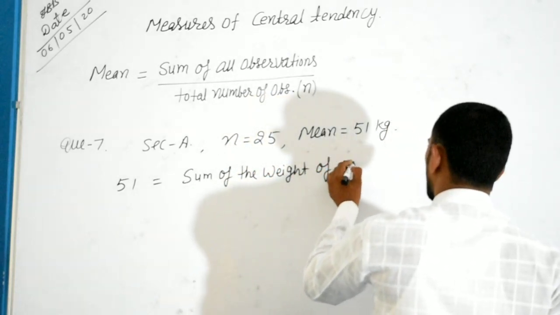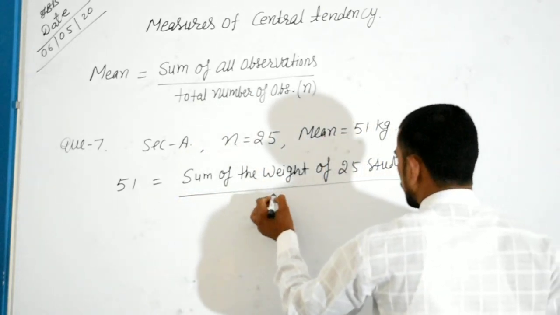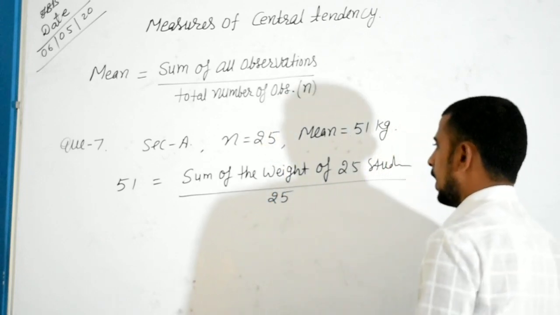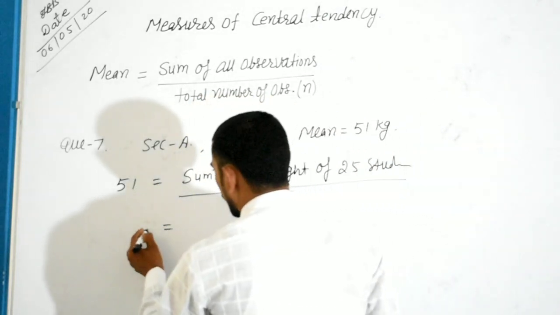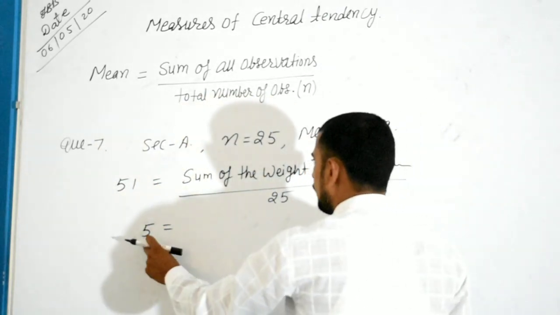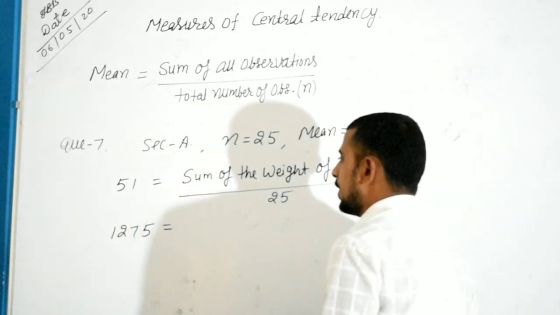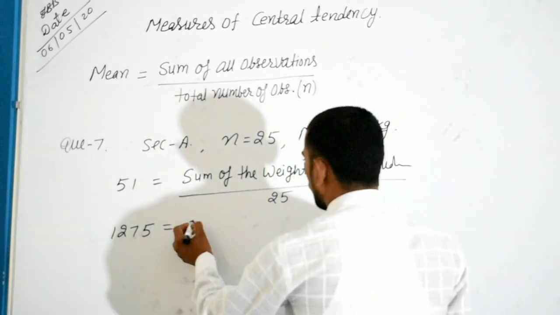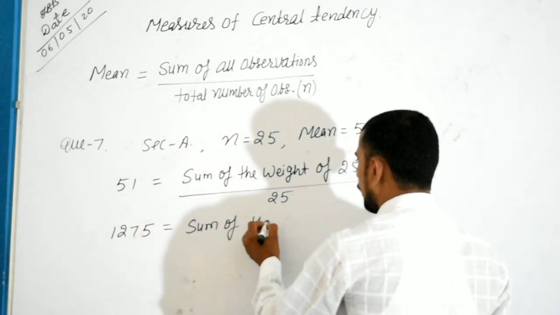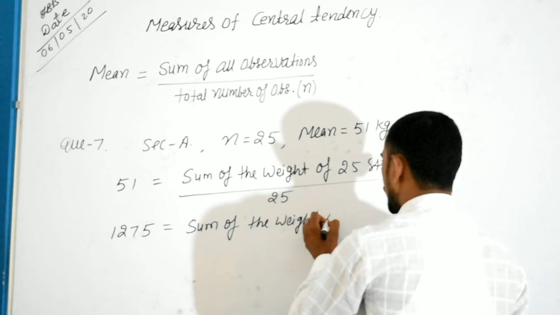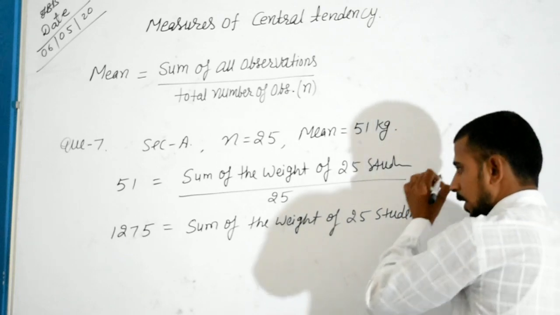the weights of 25 students upon the total number of students n equal to 25. The 25 in division, after transposing, goes to multiplication, so 25 times 51: 25 times 1 is 25, 25 times 5 is 125 plus 2 is 127. So 1275 kg is the total weight of 25 students, the sum of the weights of 25 students.